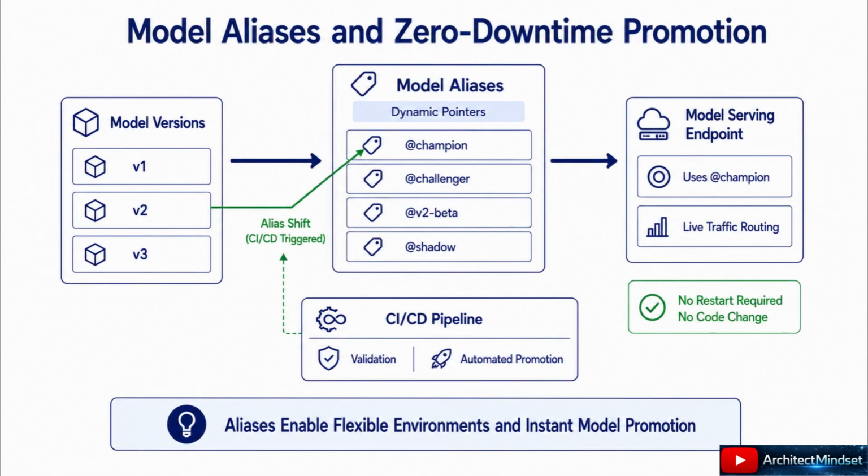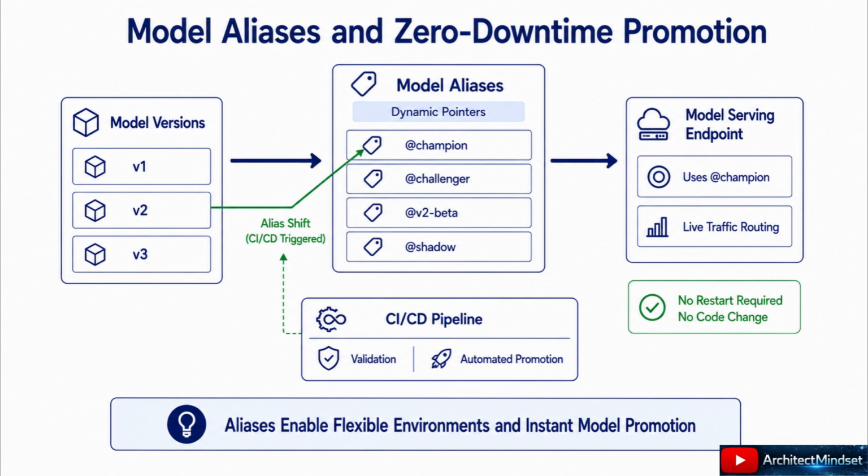Unity Catalog replaces stages with model aliases. Aliases act as dynamic, mutable pointers to specific model versions. This allows flexible environment tagging, where you can create custom tags like champion, challenger, etc. This also enables zero downtime promotions.